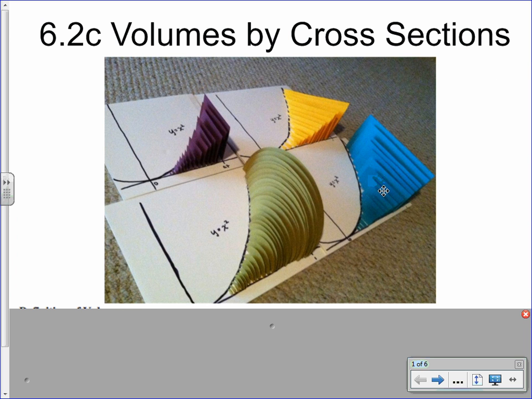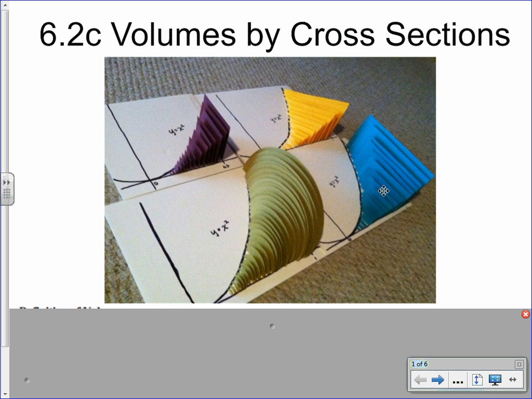Okay, we are going to continue with volumes, but we're going to take a little bit of a time out from volumes of revolution. Wait, are these easier? Yes. These are volumes by cross sections. What's a cross section?